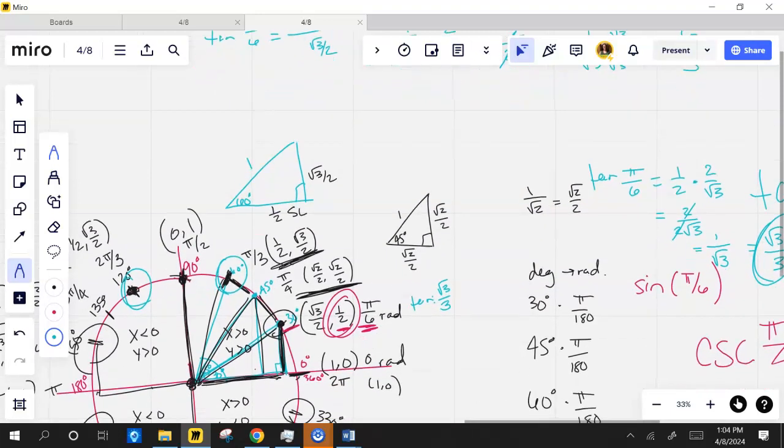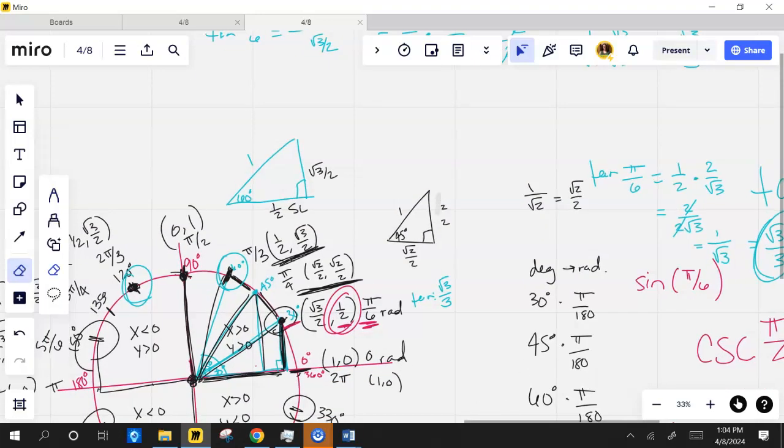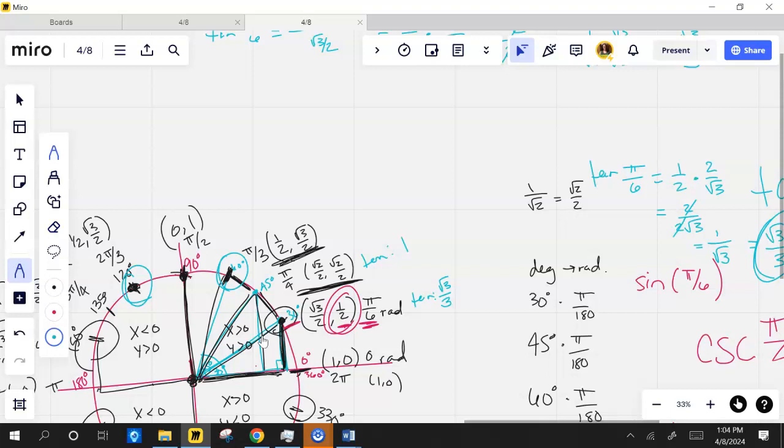So what happens at 45? What do you notice about 45? That's right. It's just 1 because the values are the same. So my tangent here is 1, because those x and y coordinates are exactly the same, and if you divide anything by itself, it's 1.